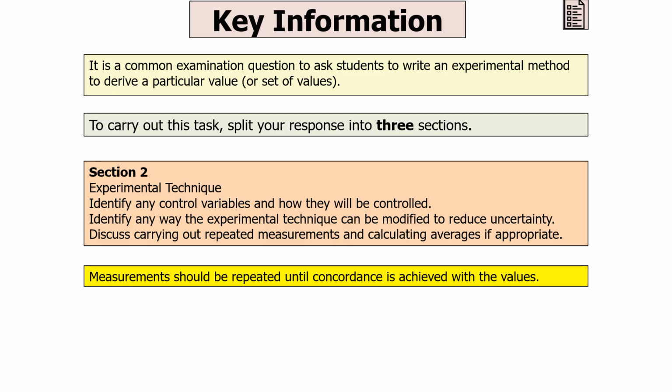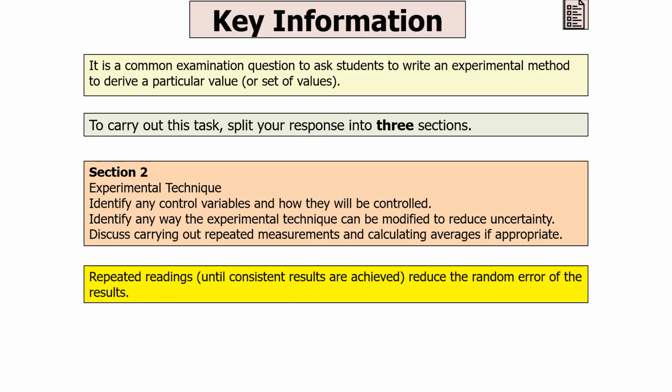Now at GCSE you are told to repeat until 3 times. At A level it's actually until you achieve concordance, consistent results each time. So repeated readings until consistent results are achieved reduce the random error of your results.